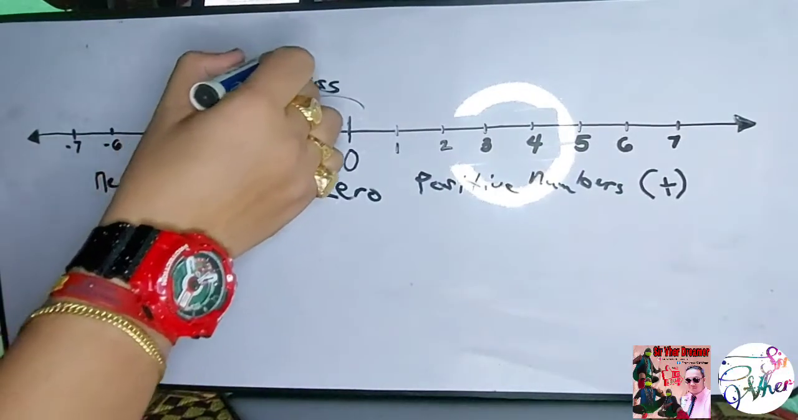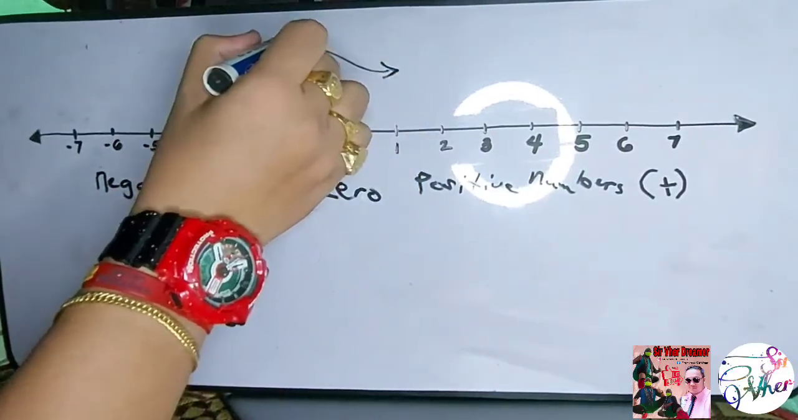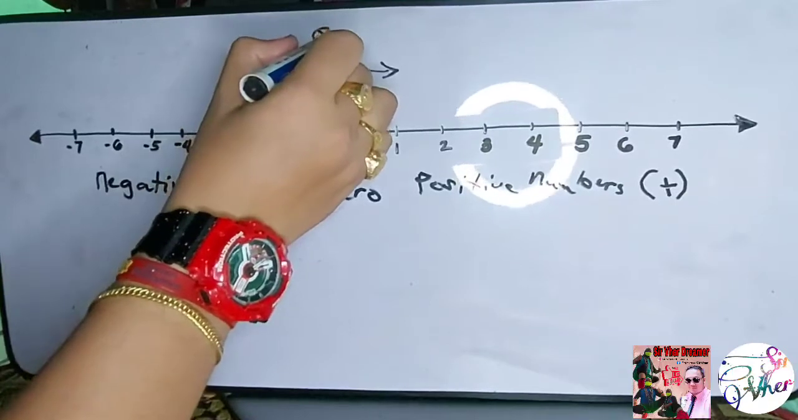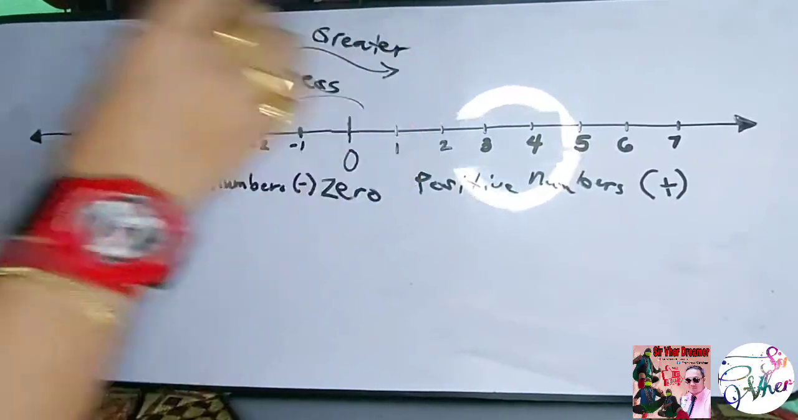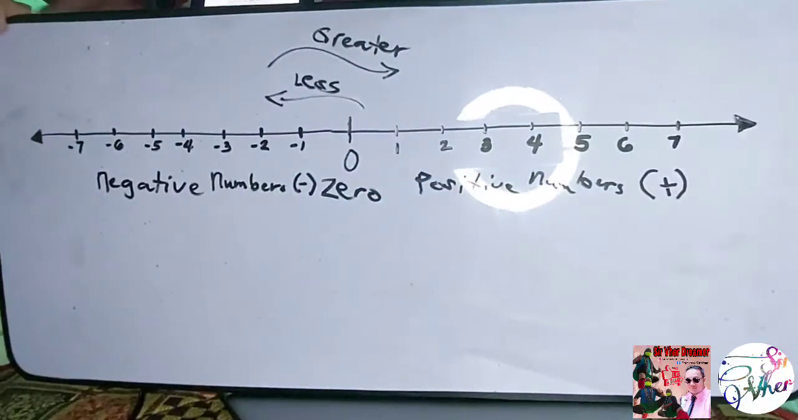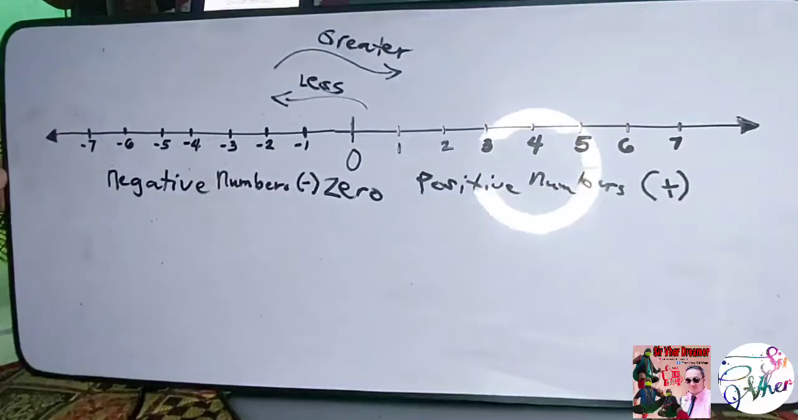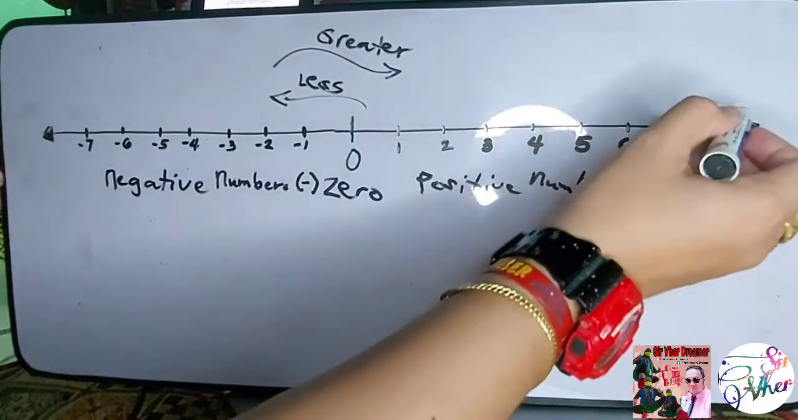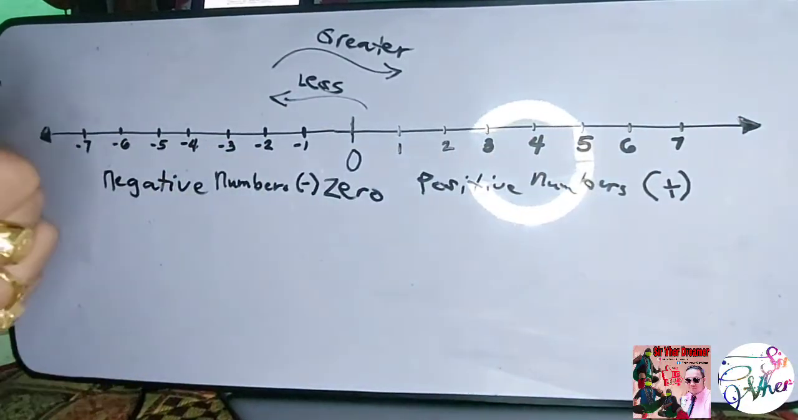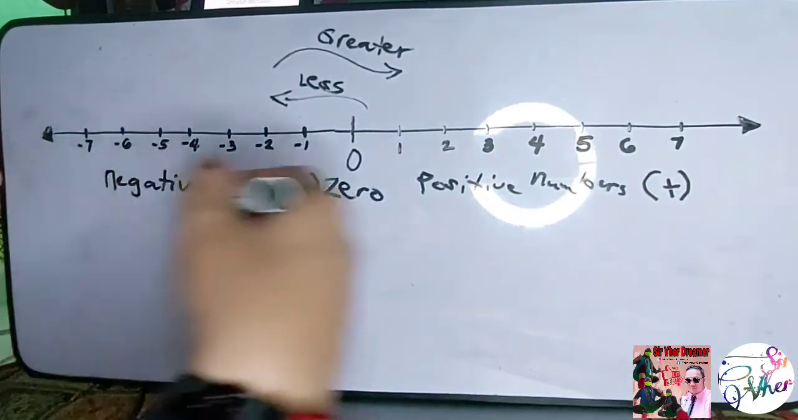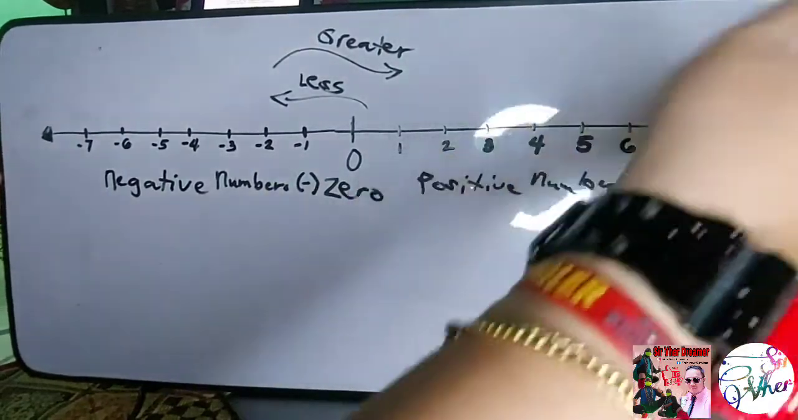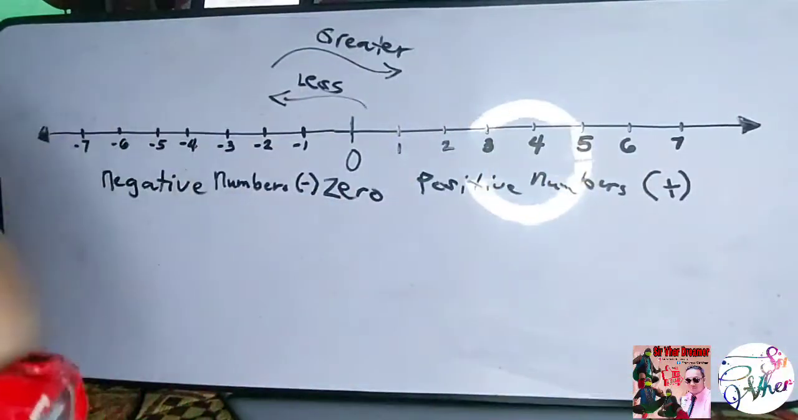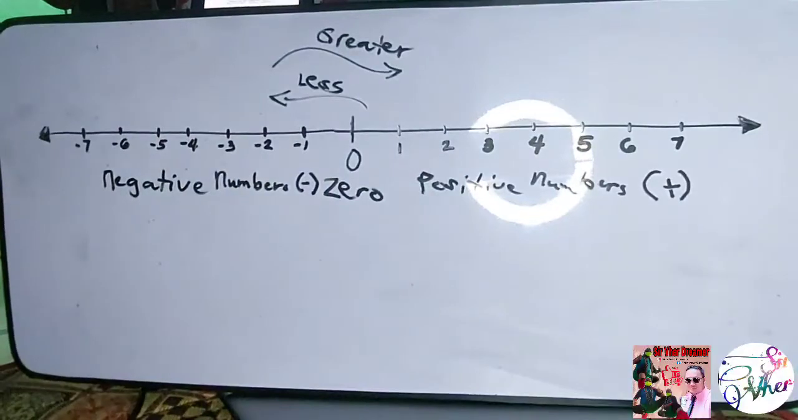Simply, this is greater. Okay, that is greater. The line here has an arrow, then another arrow. That means the line continues left and right forever. The numbers continue. The line continues left and right forever.